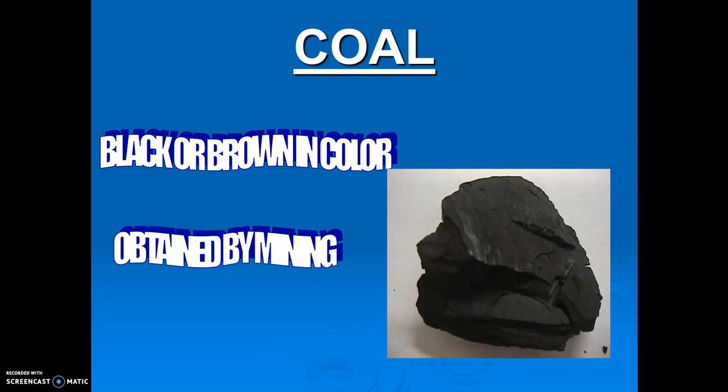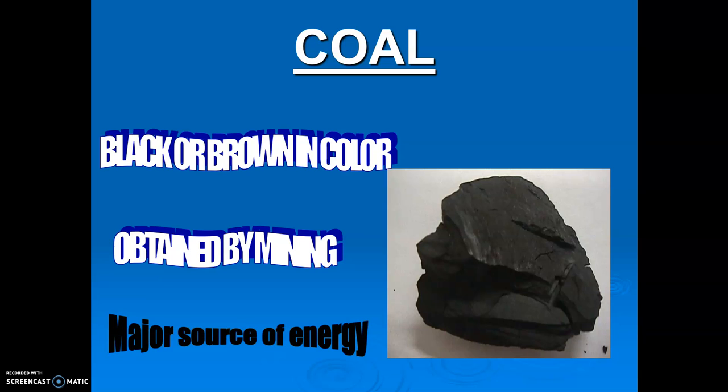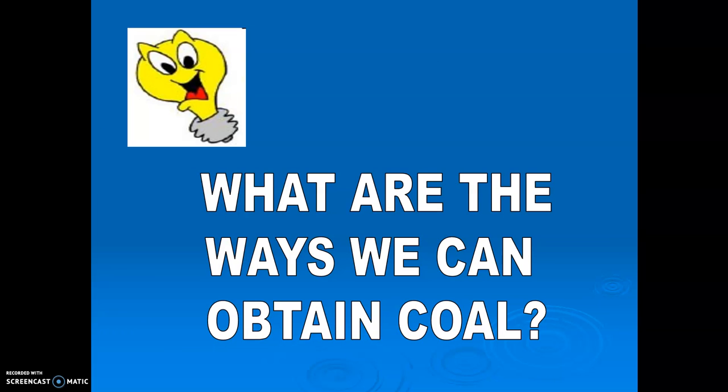We get our coal by mining it out of the ground. We have to dig it out. We have to strip it from the land. We have to do it one of two ways. Like I said, it's our major source of energy. Now, what are the ways we can obtain coal? I just talked about it just before.